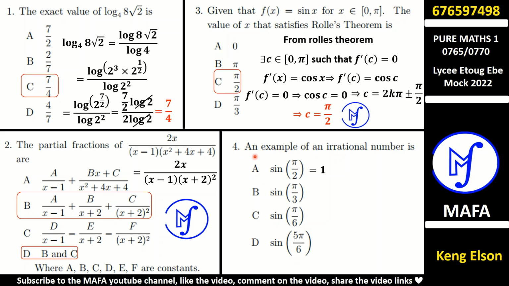Alright, we move on to question 4. An example of an irrational number is, so the first thing is that we are going to simplify all these options. So sine pi on 2 is sine 90, which is 1. Sine pi on 3 is sine 60, which is root 3 on 2. Sine pi on 6 is sine 30, which is half. And sine 5 pi on 6 is sine 150, which is half.